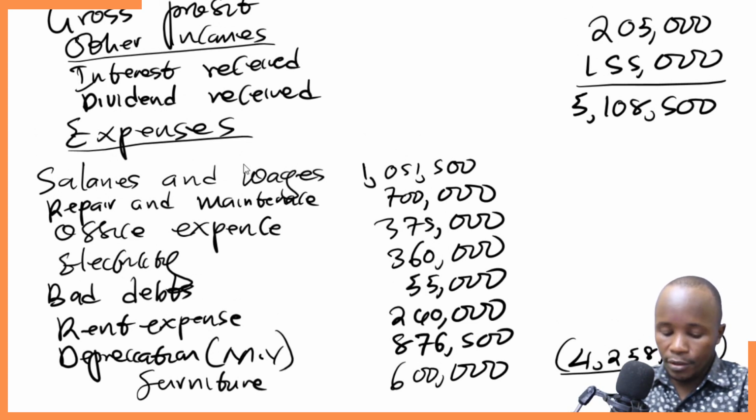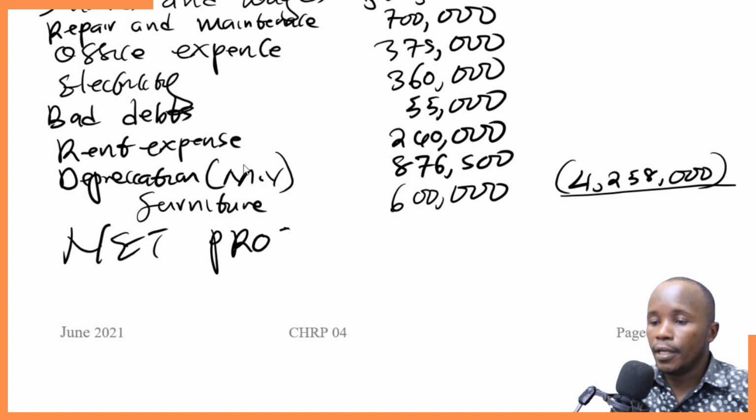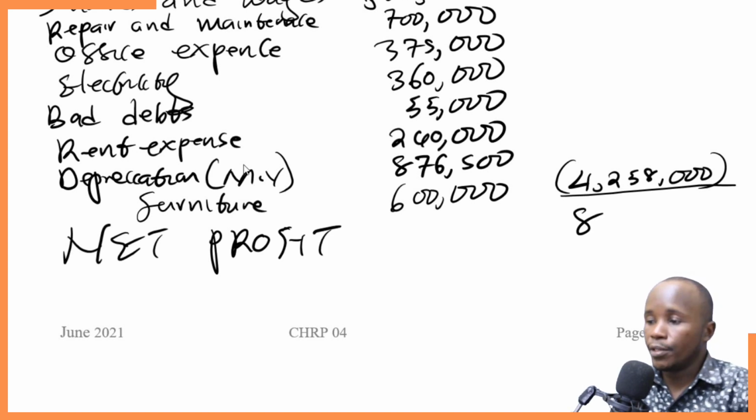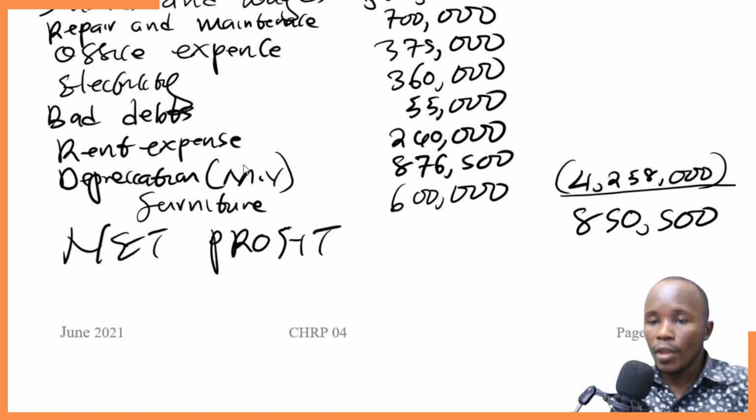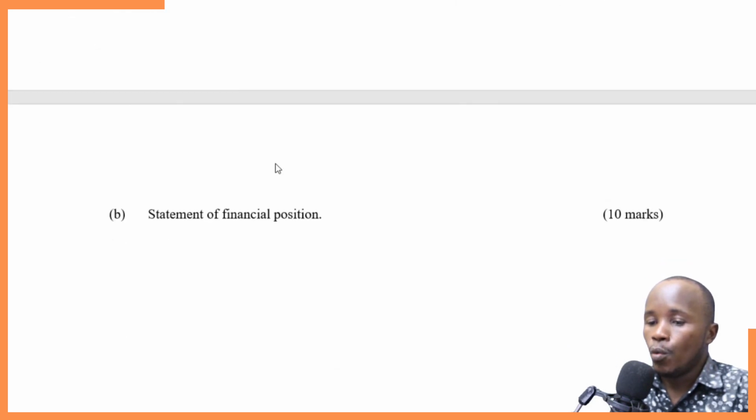You take 5,108,500, subtract 4,258,000, and you get your net profit now. Your net profit becomes 850,500. That is it about the income statement, and we are done with that part. We move on to the next.